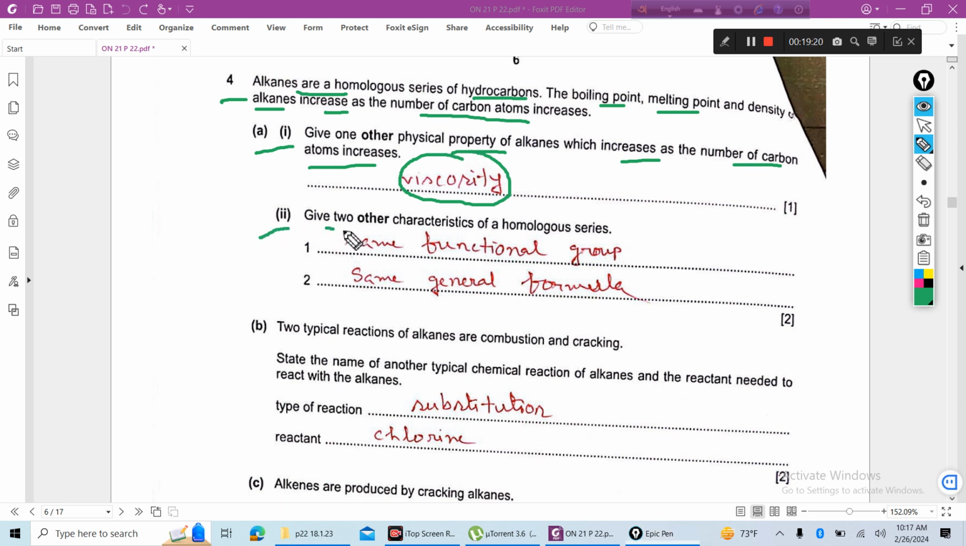Now give two other characteristics of a homologous series. You know, these are the characteristics of a homologous series: same functional group and same general formula.